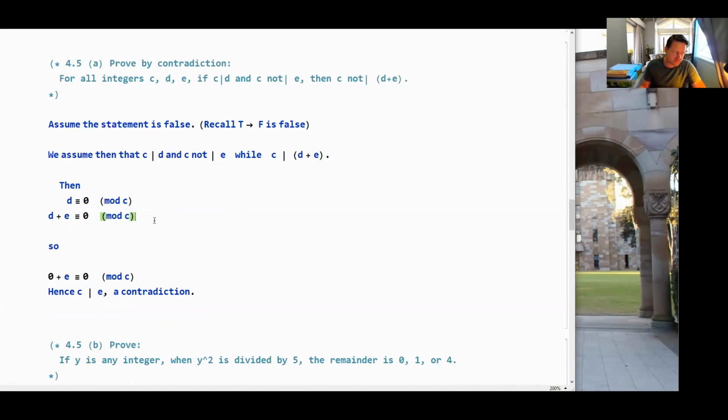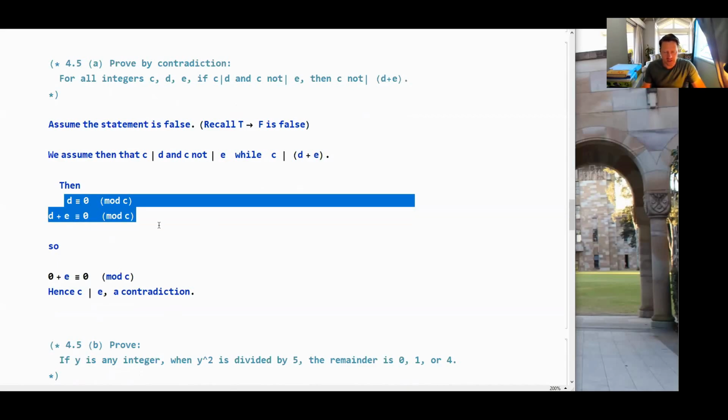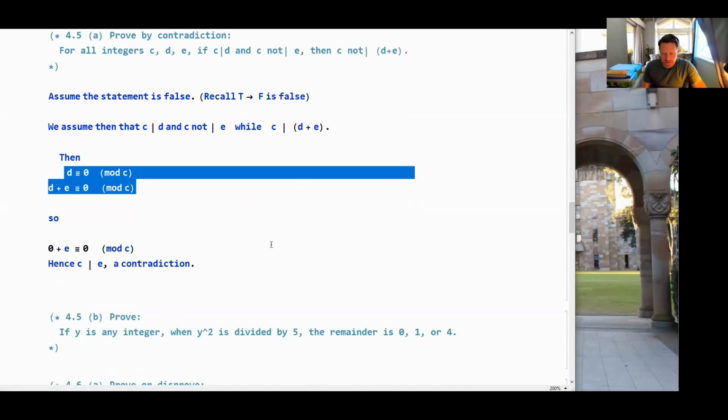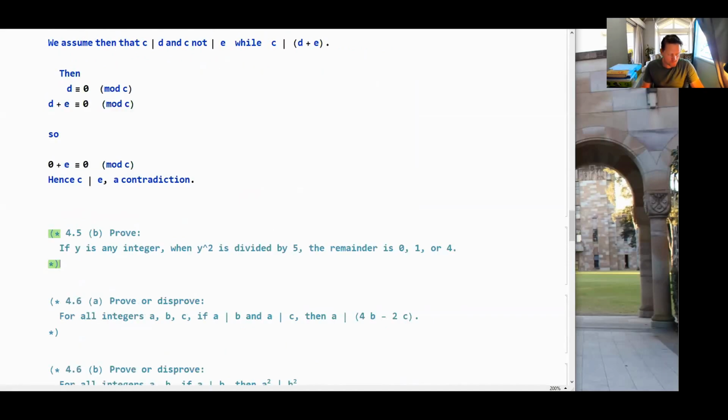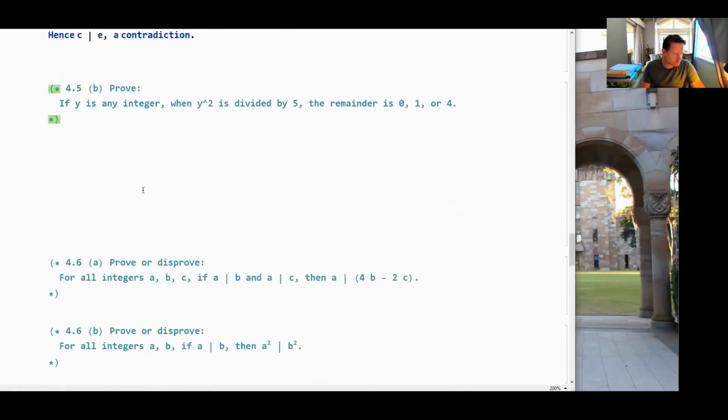And you could do this in a different way, right? You could avoid congruence if you wanted to, but I just think it makes for a nice, simple and clean way to obtain the contradiction. Okay, so let's move on and look at 4.5b. All right, so that says prove if y is any integer, when y squared is divided by 5, the remainder is 0, 1, or 4, but not 2 or 3.